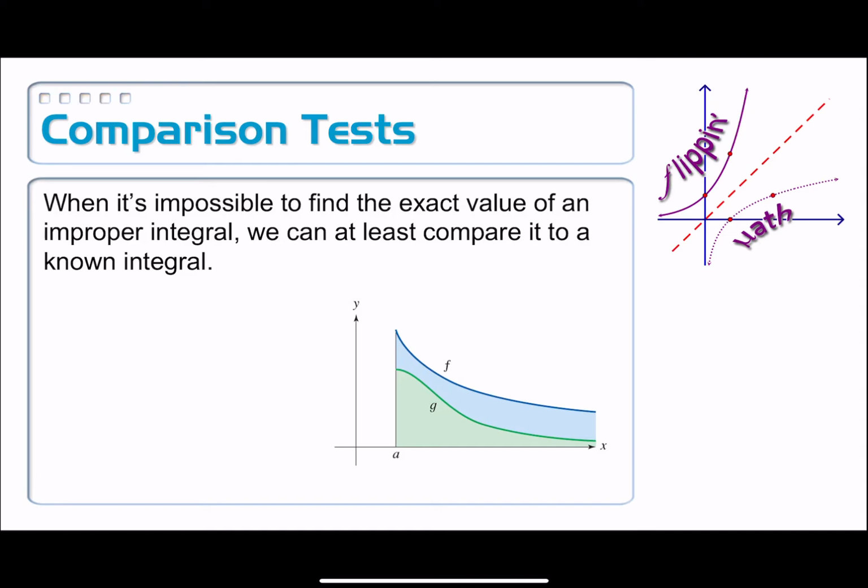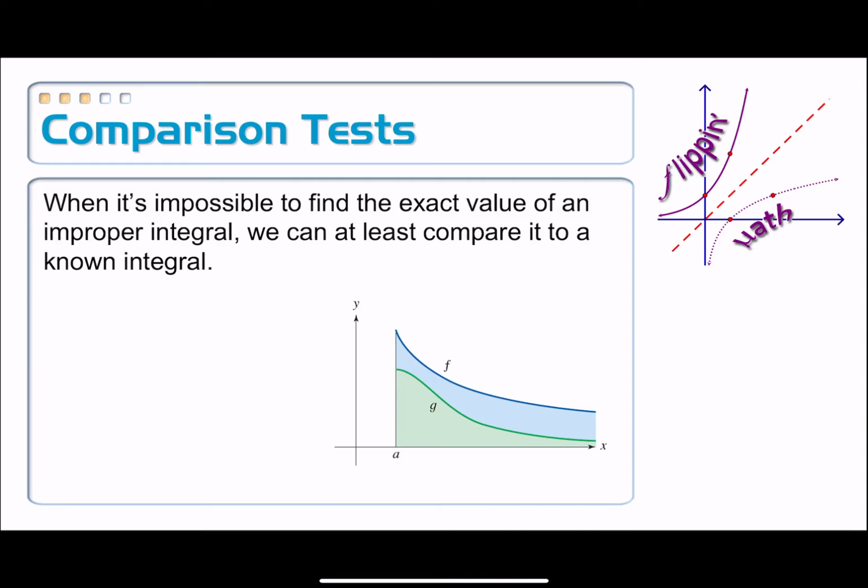So what we're going to do is compare it to something that we already know. Before we even put down what the comparison test is, let's take a look at the picture over here on the right-hand side. Notice that we've got this f of x function. It is completely over the g of x function. And so you've got two possible cases here.